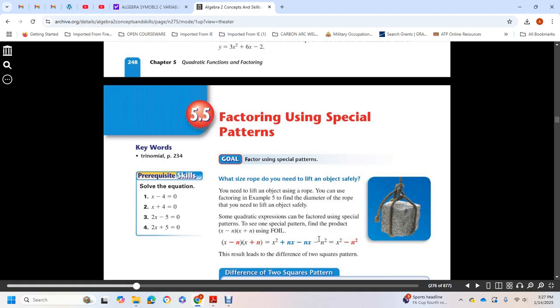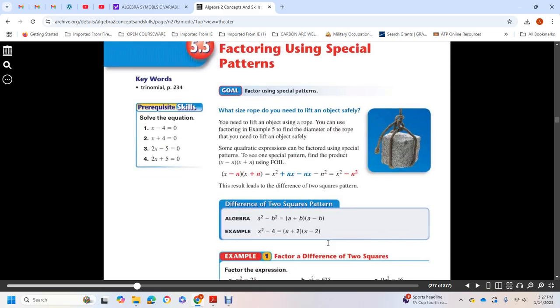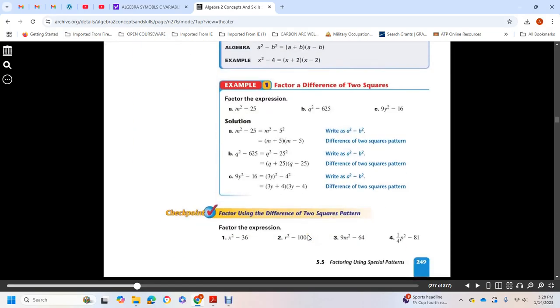So that is the result of the difference of two squares pattern. Algebra: a squared minus b squared equals a plus b times a minus b. And the example would be x squared minus 4 equals x plus 2 times x minus 2.